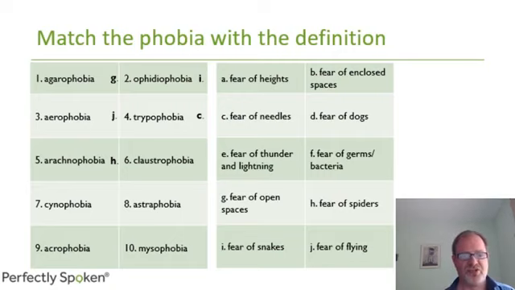Arachnophobia, fear of spiders. Number 6, claustrophobia. This is essentially the opposite of agoraphobia, number 1. And this is a fear of enclosed spaces, of small enclosed spaces. Uma Thurman, the actress in Kill Bill, was put in a coffin under the ground, and she actually suffers from claustrophobia, so it was quite a traumatic experience for her. Claustrophobia.